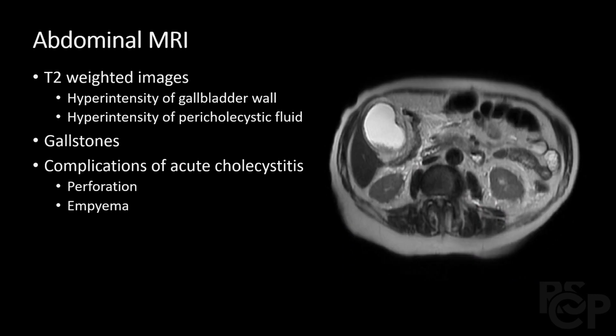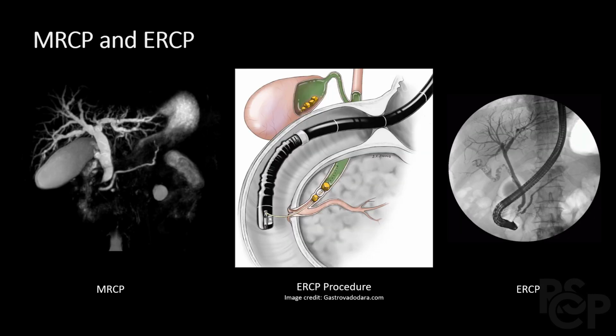MRI imaging is less frequently ordered to assess gallbladder pathology, but when reviewing the gallbladder on MRI, look for hyperintensity of the gallbladder wall and pericholecystic region on T2 weighted imaging. You may also be able to visualize gallstones, perforation, or empyema. MRCP is a non-invasive study useful for evaluating the bile ducts. An ERCP, on the other hand, is an invasive study used to diagnose strictures, stones, and neoplasms of the biliary system. It can be diagnostic and therapeutic at the same time. Importantly, ERCPs are associated with an increased risk of pancreatitis.